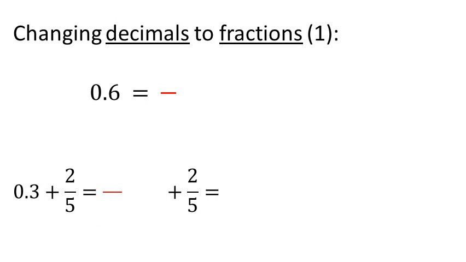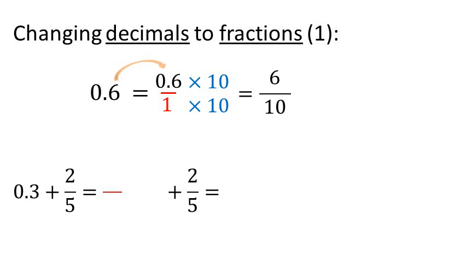Do you remember from the previous video that any whole number can be changed to a fraction by adding over 1? So is a decimal. A decimal 0.6 can be changed to 0.6 over 1. Then we can multiply 10 to both the numerator 0.6 and the denominator 1 to get 6 over 10. Because 6 over 10 is not the simplest form, let's change it to the simplest equivalent fraction.